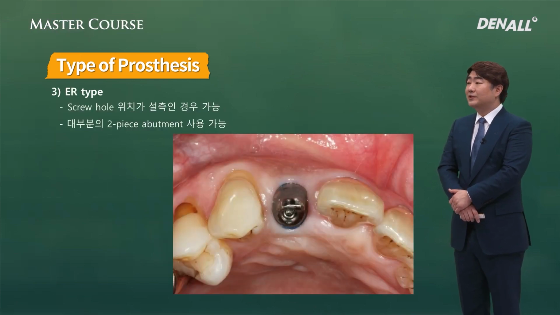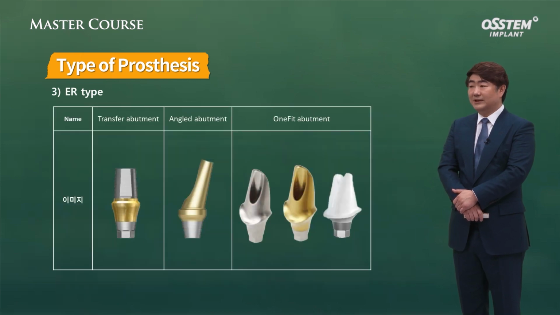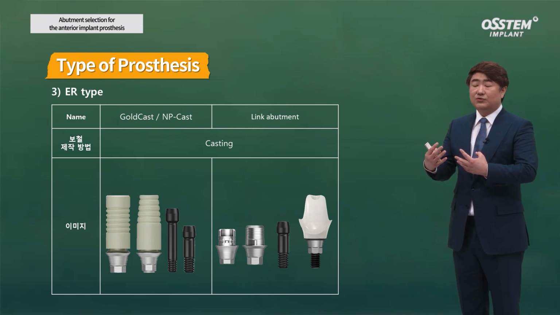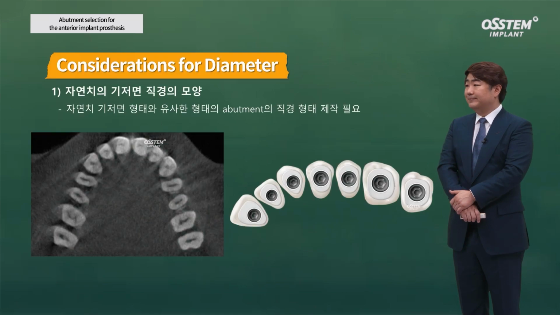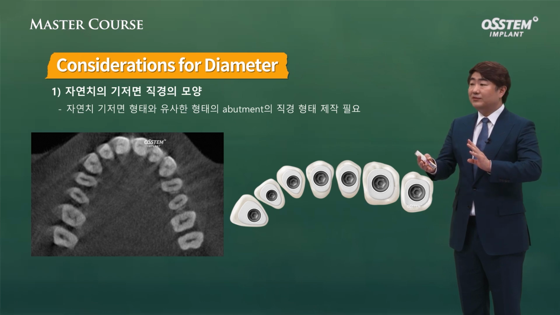ER type, if you use this, you also have to put a hole in the prosthesis. So if you don't place it very well, you can have a very tricky situation on your hands. If the placement position is good, any abutment would do. If not, an angled screw needs to be used, so you should use an abutment that allows you to use an angled screw. And diameter should also be considered.